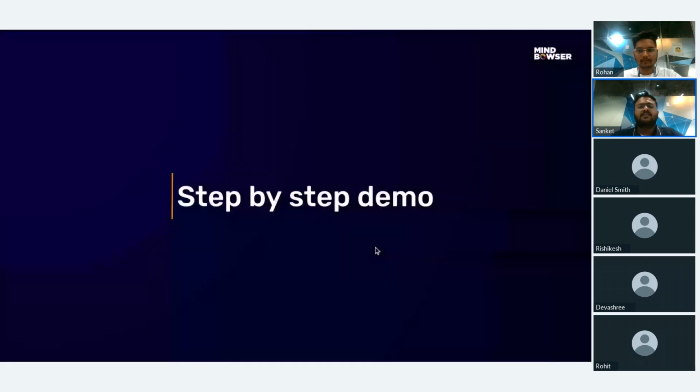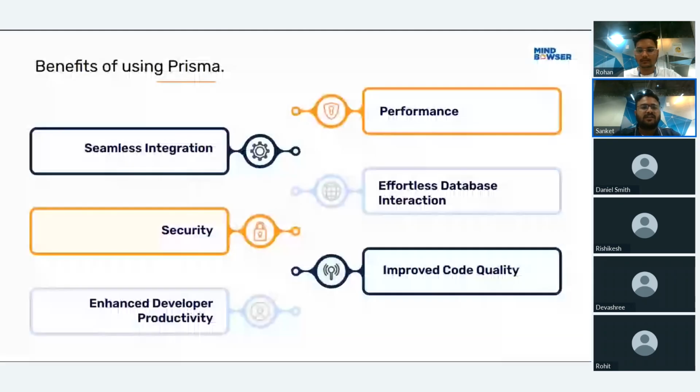So yeah, we have completed the demo part. Next, we will see the benefits of using Prisma. One of the benefits is performance. Prisma utilizes a high performance query engine to optimize database interaction, leading to faster applications. So it has great performance.